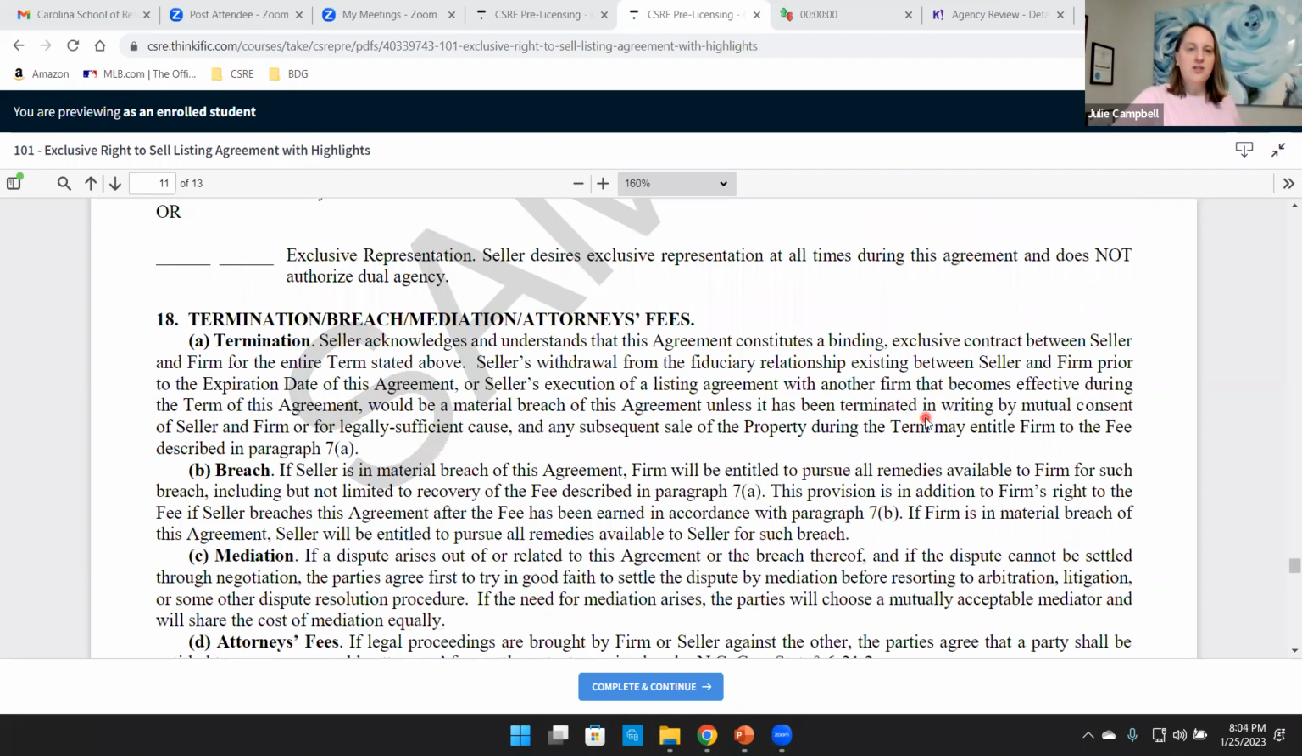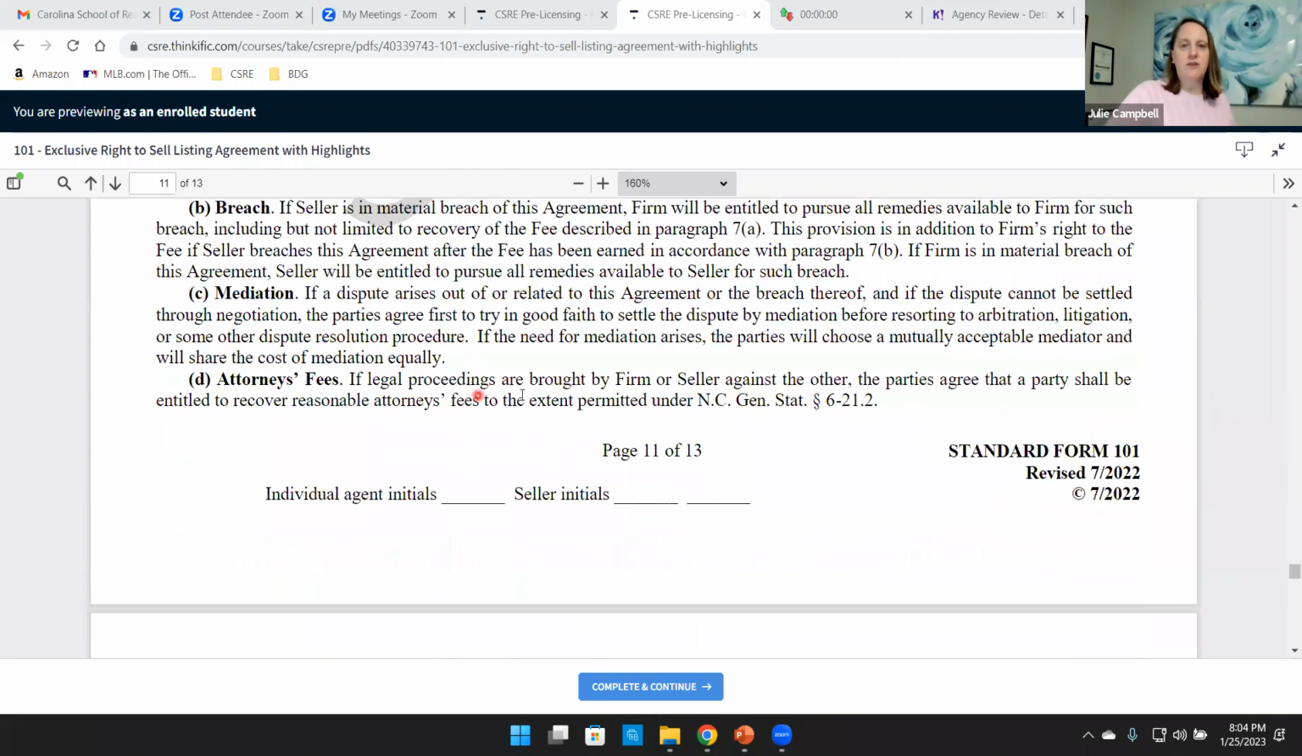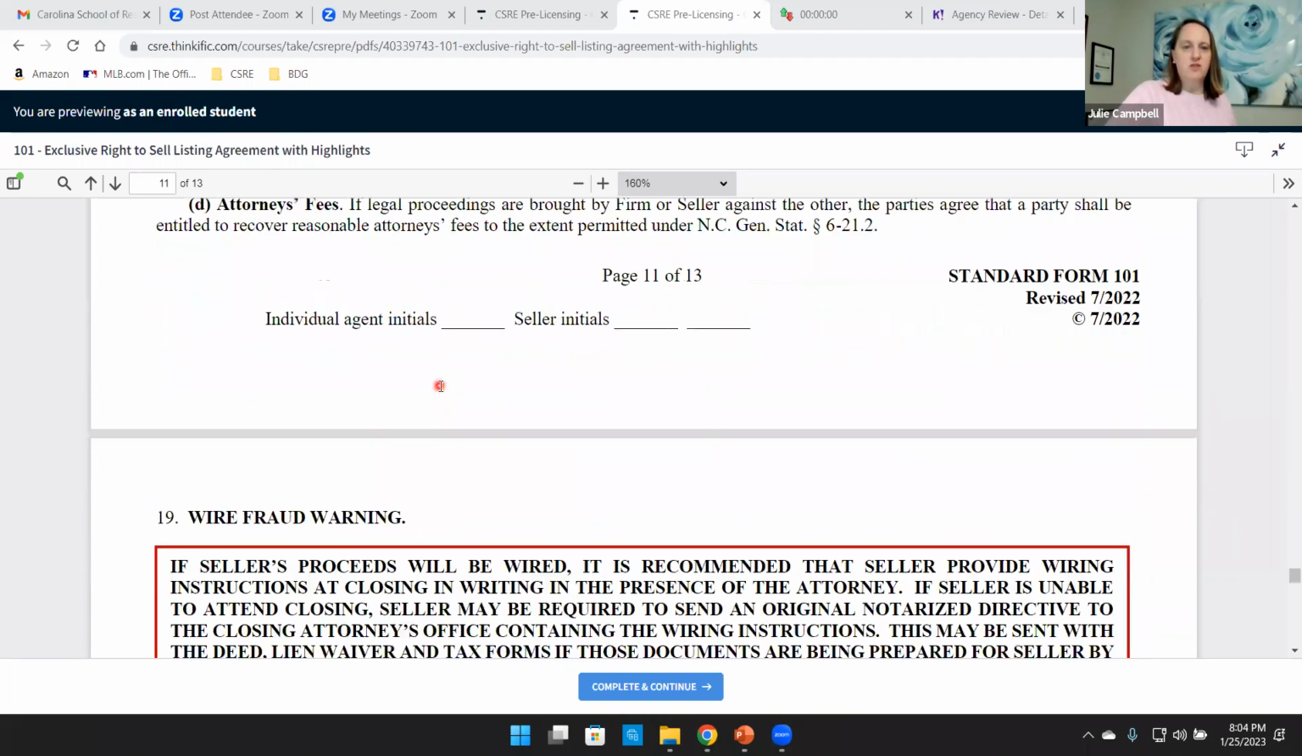Termination, breach, mediation, attorney's fees. If it goes down and we have to take somebody to court, here's that boilerplate stuff in contracts about how we're going to handle that. I think most contracts prefer hashing this out in mediation as opposed to full-blown trial. So that's just what that's talking about there. Attorney's fees, who's responsible for that?